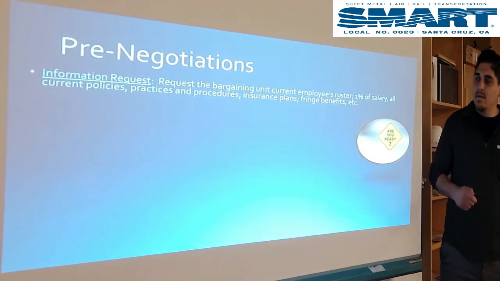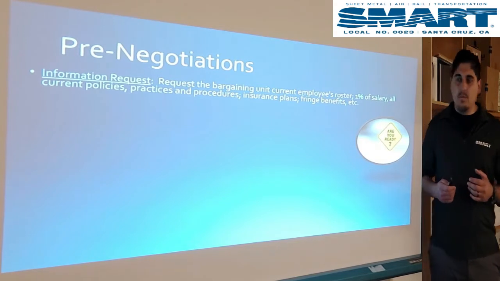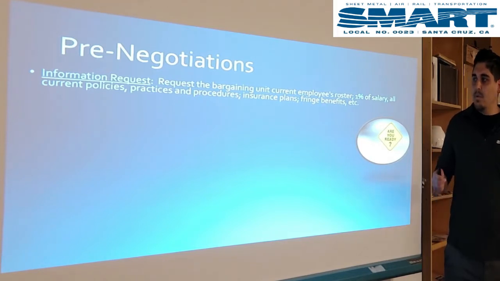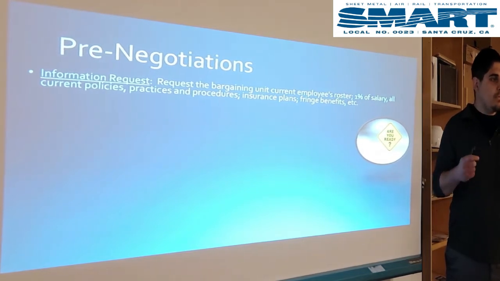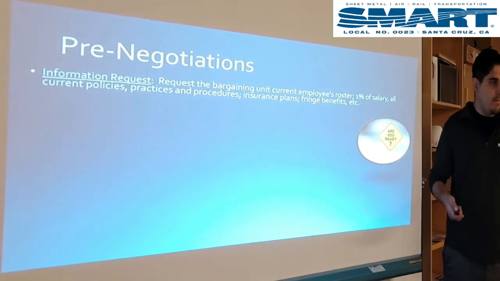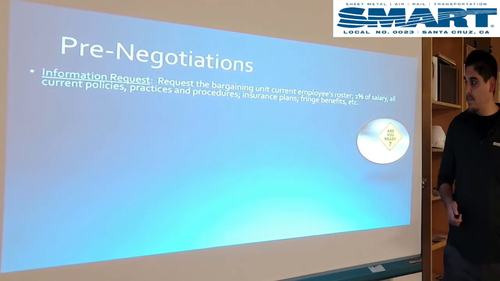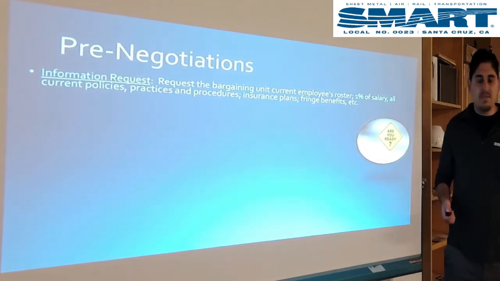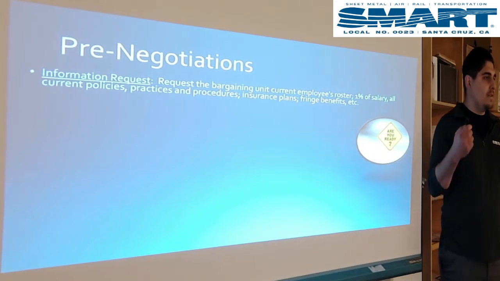Pre-negotiations, what we do as a CWA team, we'll file an information request well in advance before we actually start negotiating the contract. We'll request the bargaining unit current employees roster, 1% of salary, which is a calculated cost of how much 1% of a cost of living percentage increase would be for everyone. All current policies, practices, and procedures, insurance plans, fringe benefits, and it could even be how much is in their budget.